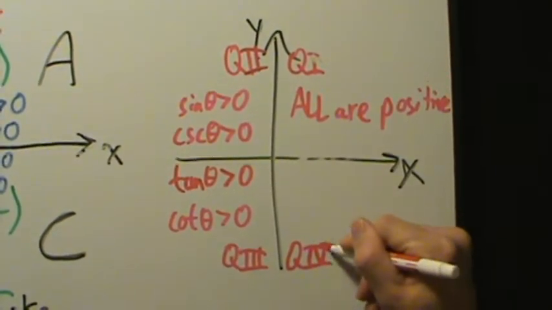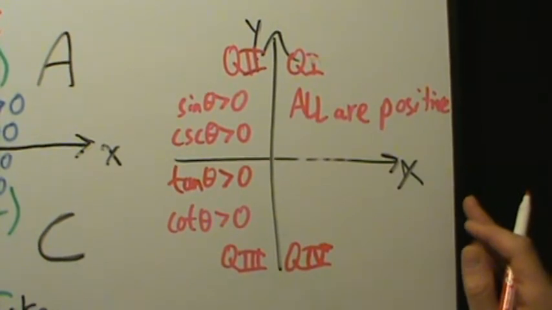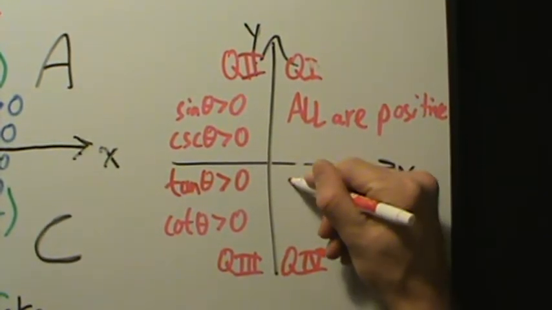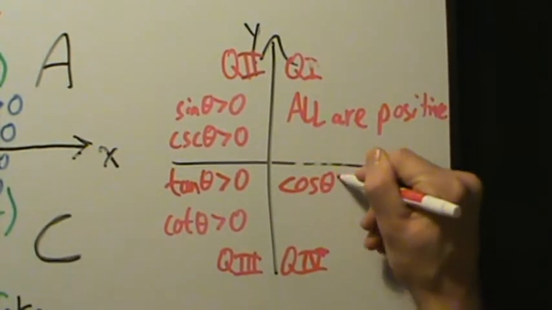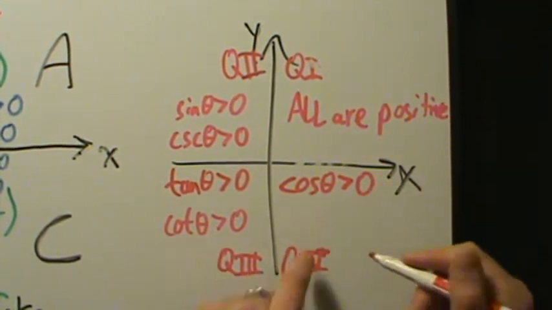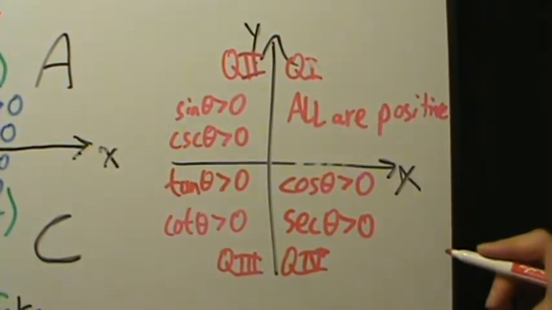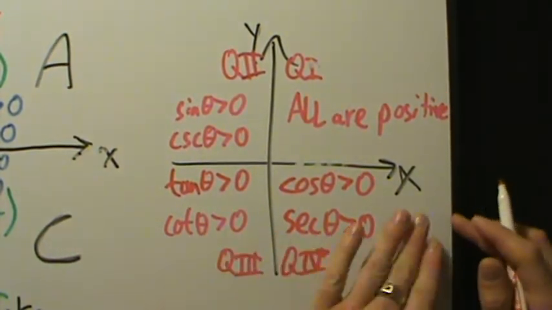What about quadrant 4? In quadrant 4, only the x-coordinate is positive, so positive x, negative y. So since the x-coordinate is positive, and only the x-coordinate, then that means cosine of theta is positive. And since the cosine is positive, then necessarily the secant is positive. Okay? And everything else is negative here.